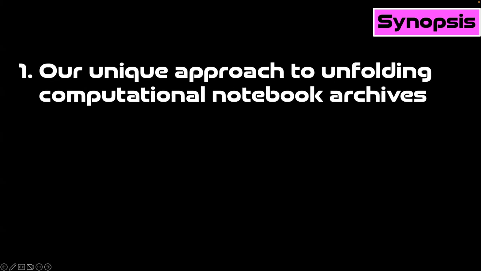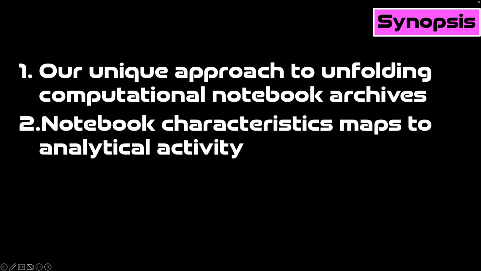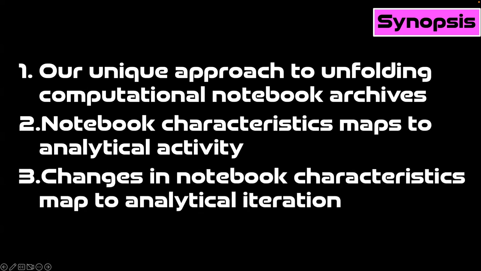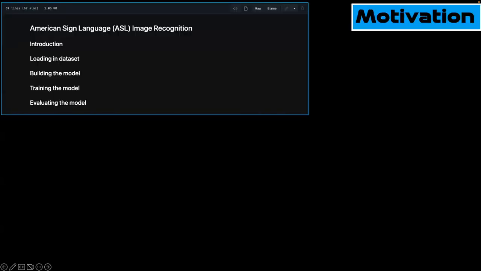In this presentation, I want to show you our unique approach to unfolding computational notebook archives to understand how data scientists iteratively derive insights from their data. I will show that notebook characteristics, like number of code cells, can point to the type of analytical activity a data scientist is engaged in, that we can automatically track these characteristics to track analysis activity, that changes in these notebook characteristics can also be tracked across notebook archives, and that these changes can also point to analytical iteration.